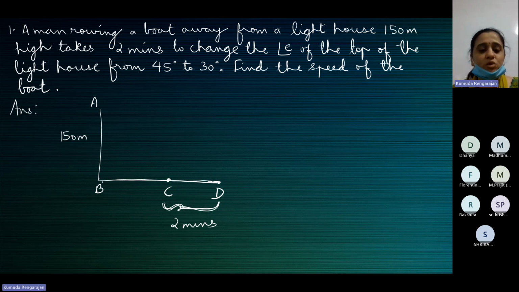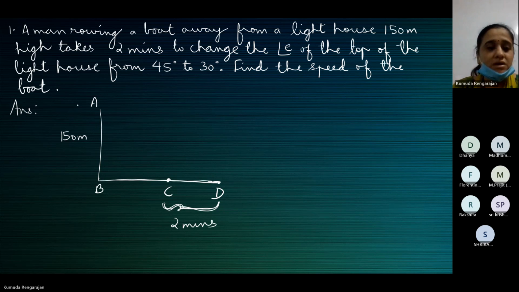Using the two triangles, from one triangle you can find BD, and from the other triangle you can find BC. I have not completed the triangles, but since you already have the figures, BD minus BC will give you CD. The height is given in meters, so you will get CD in meters. So meters per second: CD divided by 120 seconds will give you the speed of the boat.